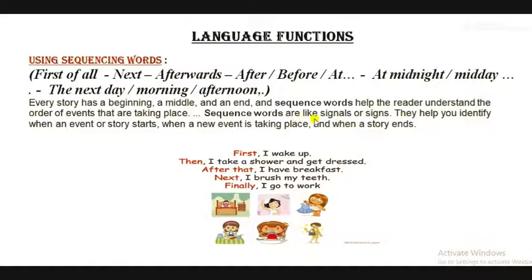Sequence words are like signals or signs. They help you identify when an event or story starts, when a new event is taking place, and when a story ends. And here there is a girl talking about her daily routine. First, I wake up, then I take a shower and get dressed. After that, I have breakfast. Next, I brush my teeth. Finally, I go to work.